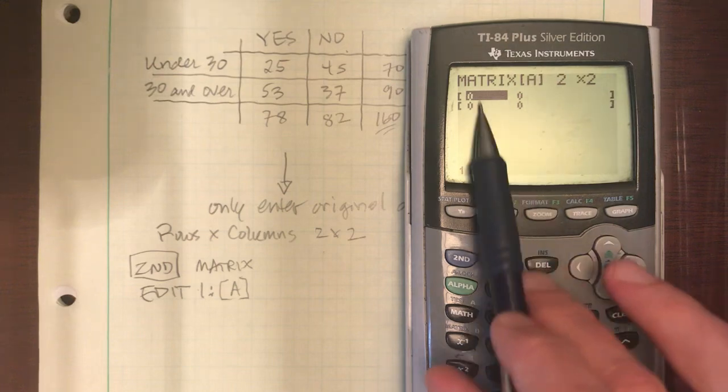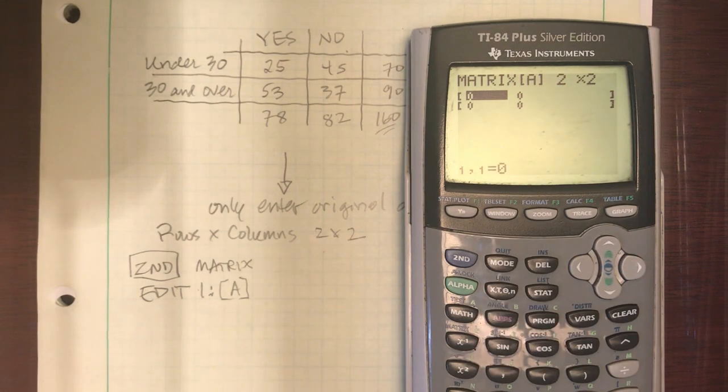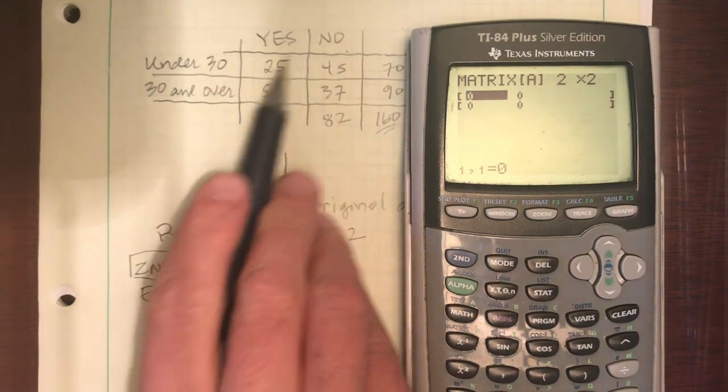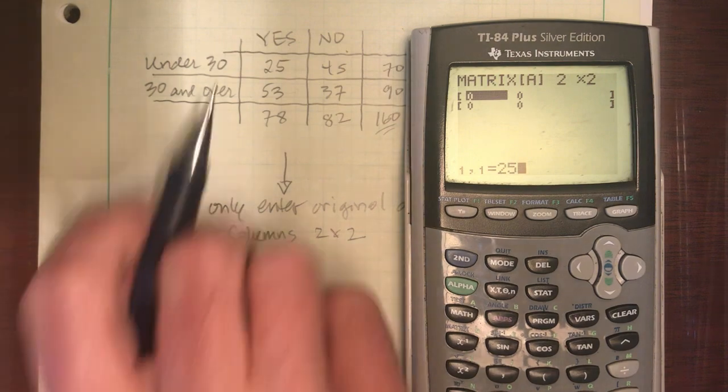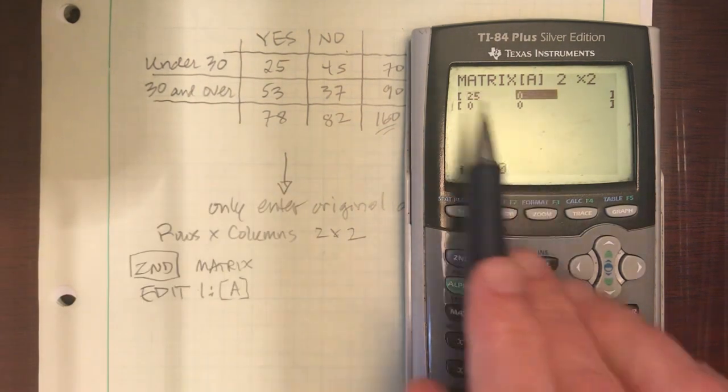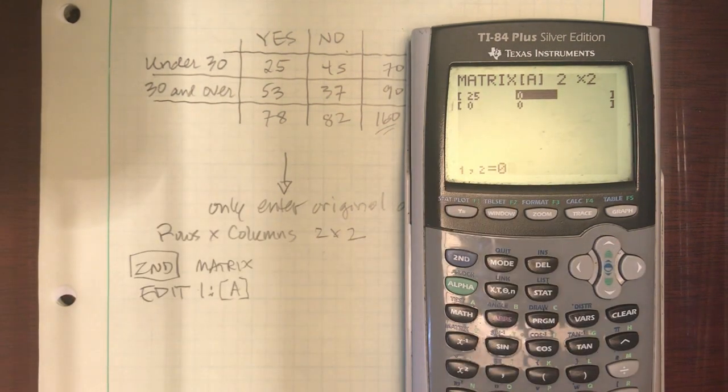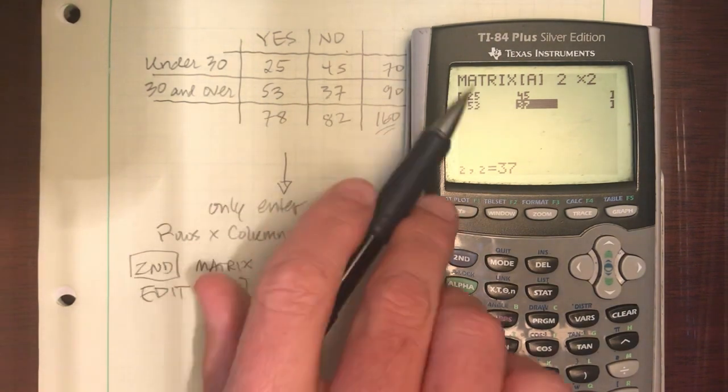It always brings up a matrix with zeros in all the spots, but we know that we need to enter the original numbers. So just start like a list, type in the first cell, 25, hit enter, and it automatically scoots you over to the next cell, 45, 53, and 37. And that's it. We've entered the data into a matrix.